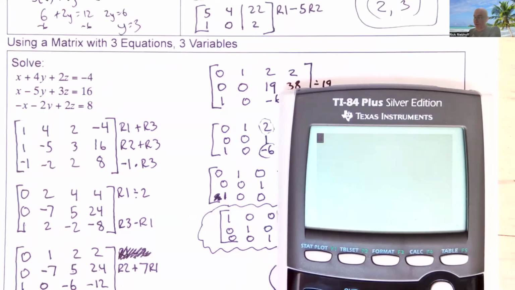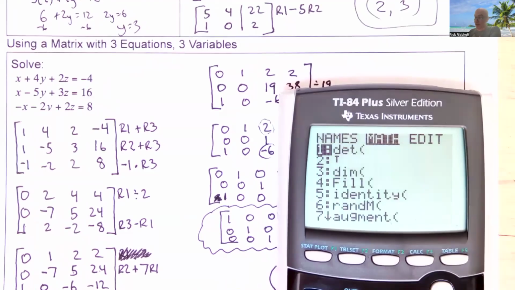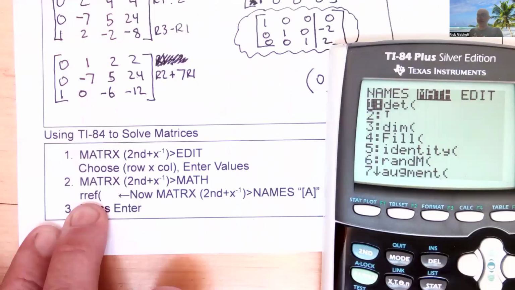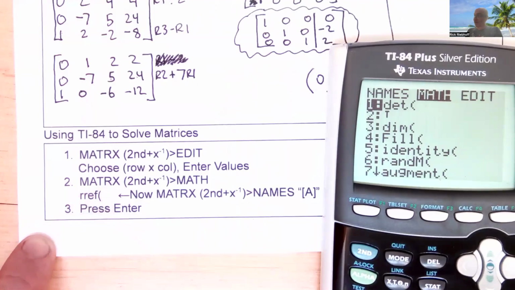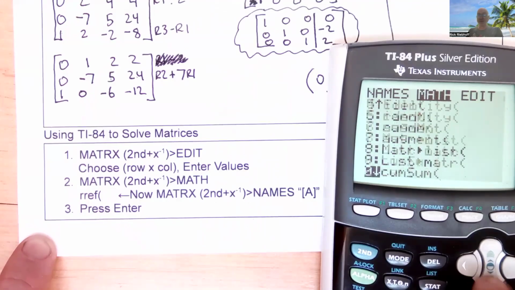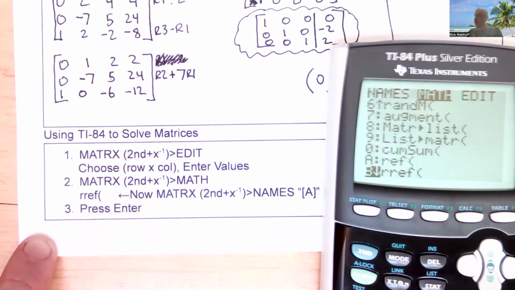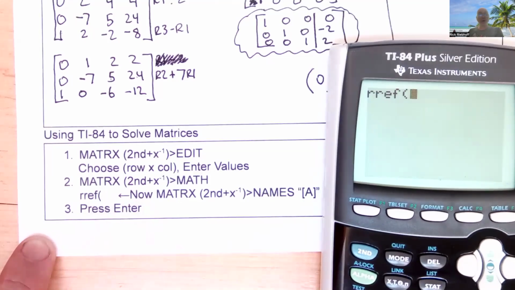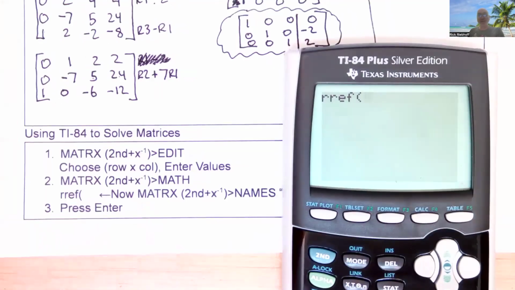Okay. Now we're going to go matrix math. That's the second one. So second matrix. We're going to go to math this time, and we're going to go to ref. Okay, ref. That stands for row echelon form. So I'm going to go down until I see ref. There's ref and there's rref. We want ref. Okay. So ref, I'm going to press enter and it says, what do you want me to ref? And we want it to ref matrix A where we put all that information in.